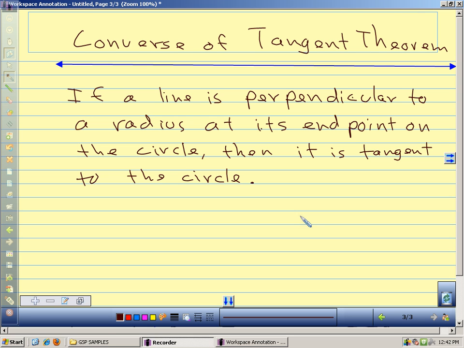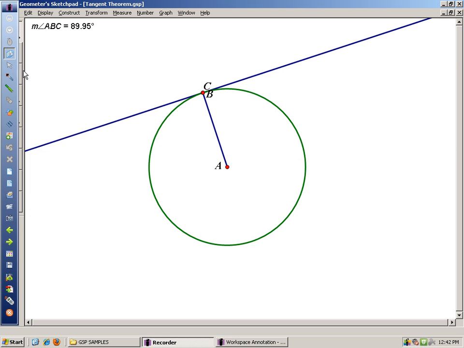All right, the next thing we're interested in is how a radius and a chord are related. So what we want to do is look at what happens when we have a radius and a chord inside the circle. How are they related? What can we figure out about those? So I have a demo for that one also. Let me close this.